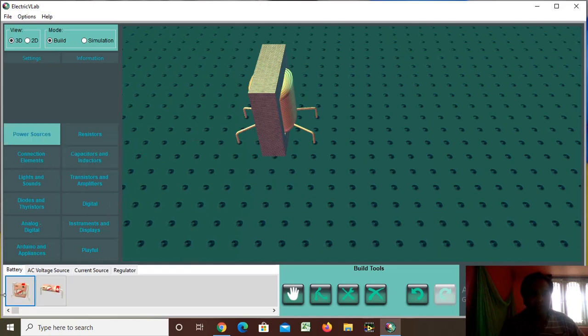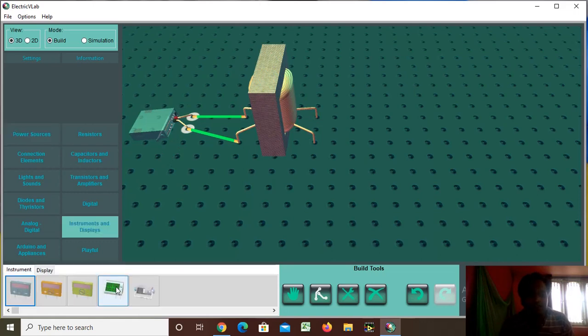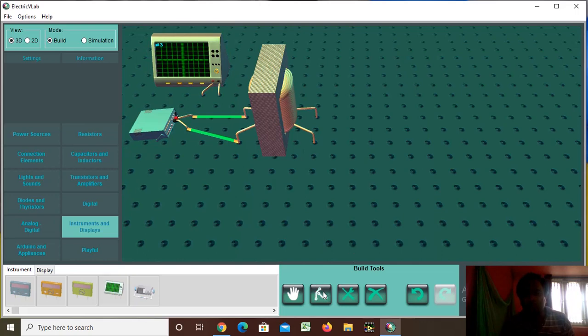Now instead of a battery, I'm going to use AC. So now let's provide the primary voltage. The primary voltage is given from this source, and I just want to see the waveform of this particular primary voltage. So for that I'll take a CRO. I think this is the 3D view, the virtual view of instruments.